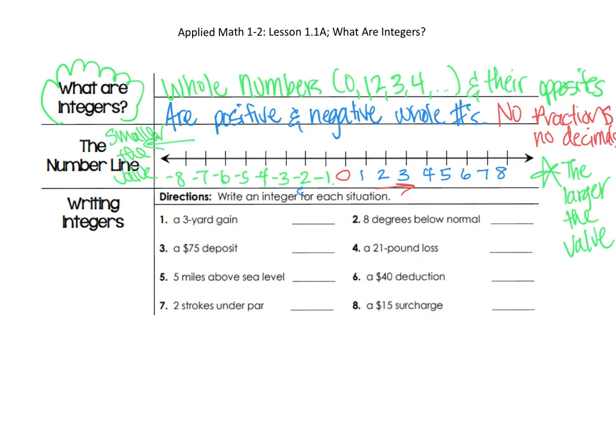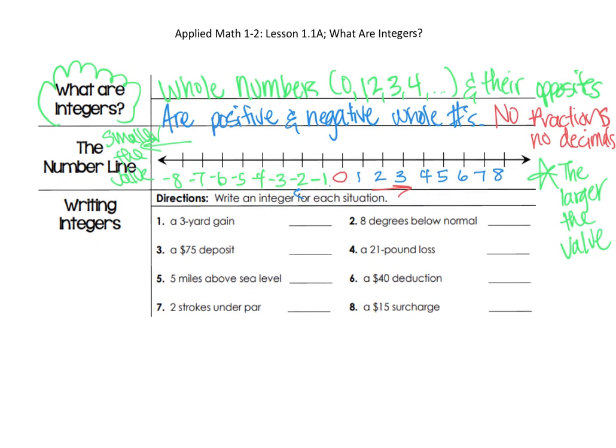In this next section, it says to write an integer for each situation. So they're giving us a real life scenario, and we need to write an integer, meaning a positive or negative whole number that represents the description that we're given. So we need to show a positive or negative number for each of these situations. So a 3-yard gain. Any word that means increasing, gain means increasing, so that's going to be a positive number. So we're going to have a +3 for a 3-yard gain.